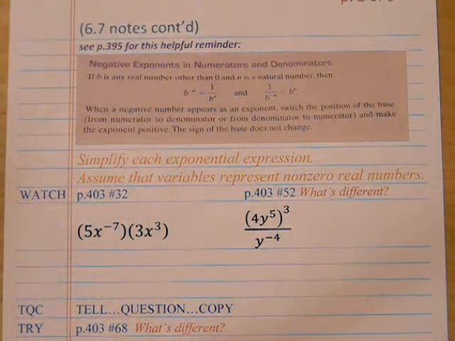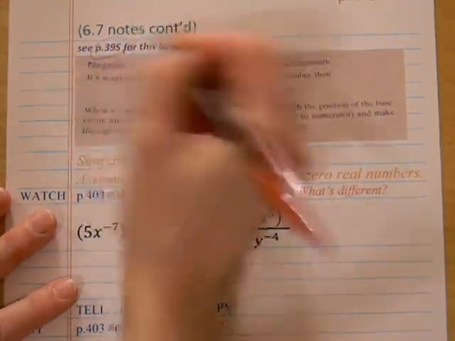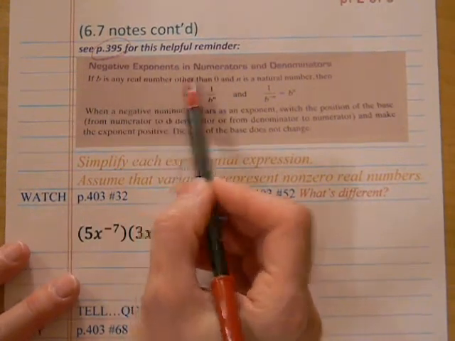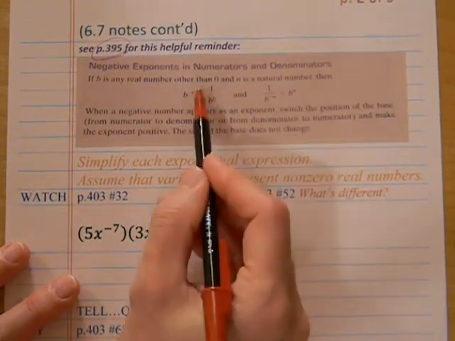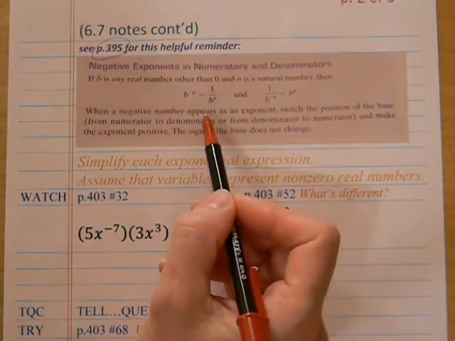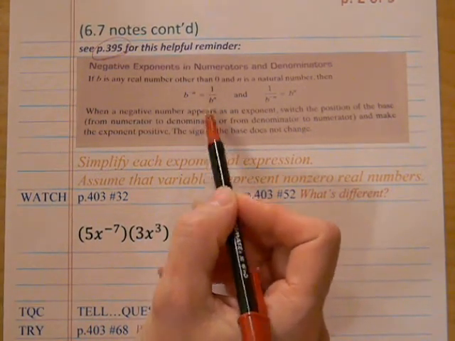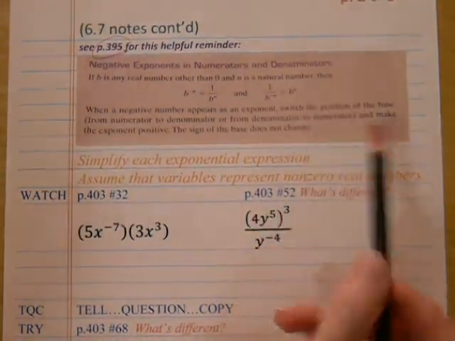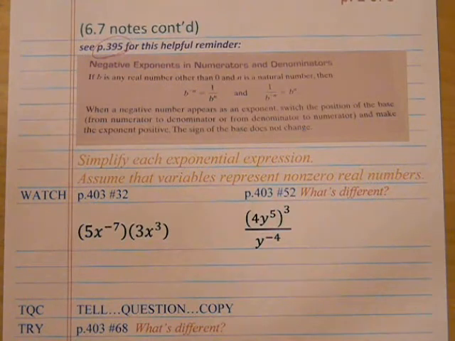Continuing on in section 6.7, page 2 of the notes, see page 395 in the book for the helpful reminder about what to do with negative exponents in the numerators and denominators. A negative exponent switches the base's position from the numerator to the denominator or from the denominator to the numerator. And then we're going to move on to some operations and more involved problems.